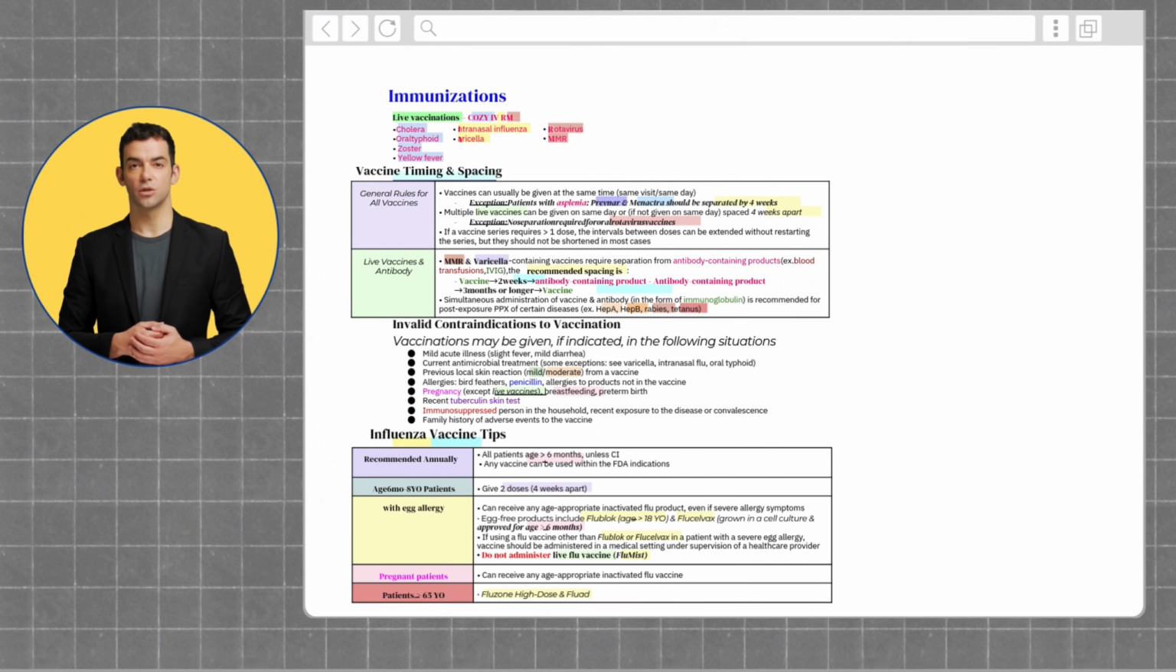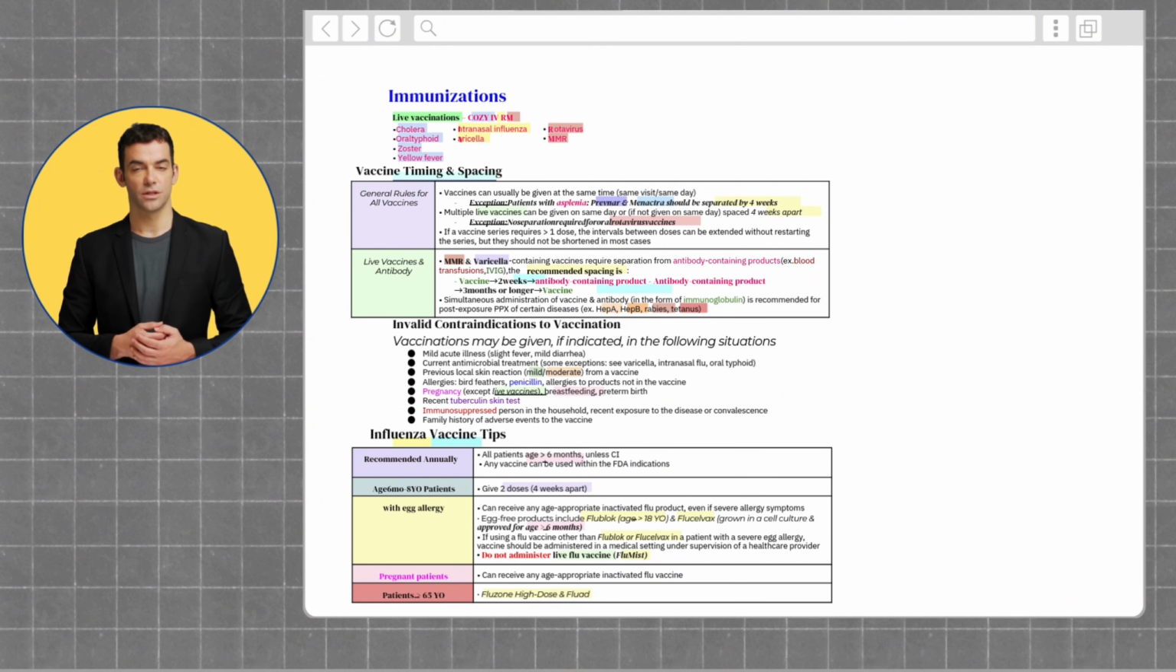Egg-free products include Flublok and Flucelvax. If using a flu vaccine other than Flublok or Flucelvax in a patient with a severe egg allergy, the vaccine should be administered in a medical setting under supervision of a healthcare provider. Do not administer live flu vaccine. In this case, patients with egg allergies cannot receive FluMist.